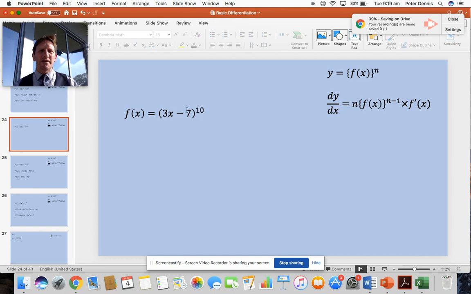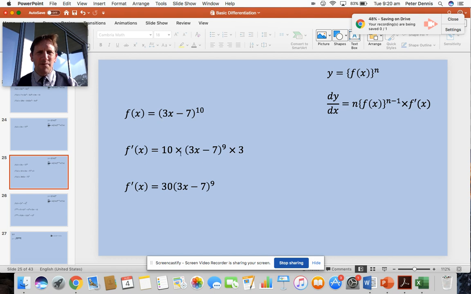So here we're going to bring the 10 down, and it's going to be 10 outside of 3x minus 7 to the power of 9. But then you've also got to multiply it by the derivative of what's inside the brackets, which is 3. So that's exactly what we've done here. We've brought the 10 down, 10 outside of 3x minus 7 to the power of 9. That's this part. And then we've just got to multiply it by the derivative of what's inside the brackets, which is 3.